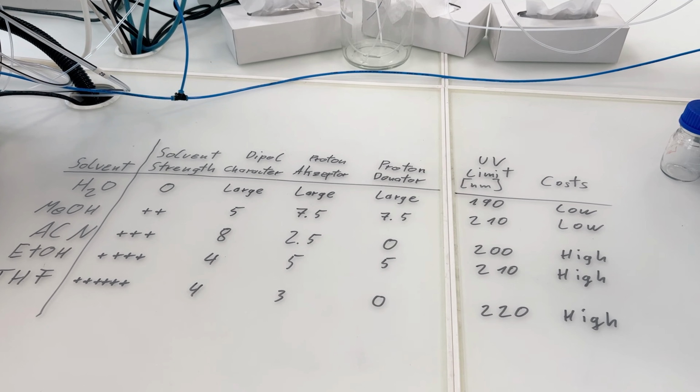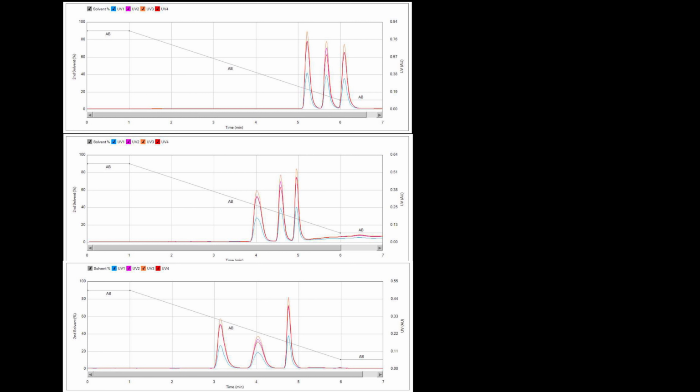But this is enough theory. Now, let's have a look at a practical example where we can see the different solvent strength on a separation example. Here we can see a separation of theobromine, theophylline, and caffeine using a C18 column with water and corresponding organic solvent as a mobile phase.